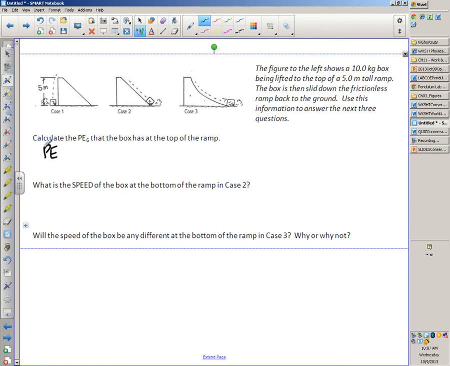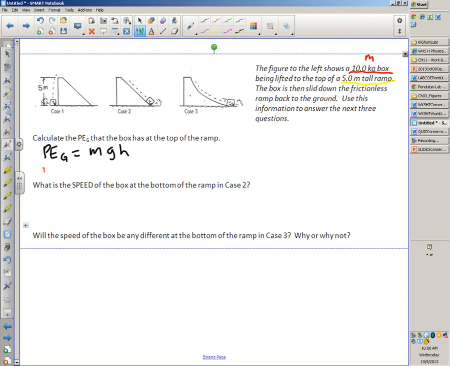So PEG equals m times g times h, right? Do we know m for this box? What does it tell us in the information of the problem? 10 kilogram box. That's m, right? Do we know g? Do we know the effective gravity here on Earth? 9.8, right? Okay. Do we know h? Yeah, they gave us h, right? They said that this is a 5-meter tall ramp, right? So now it's just a matter of plugging in those things we know, right?